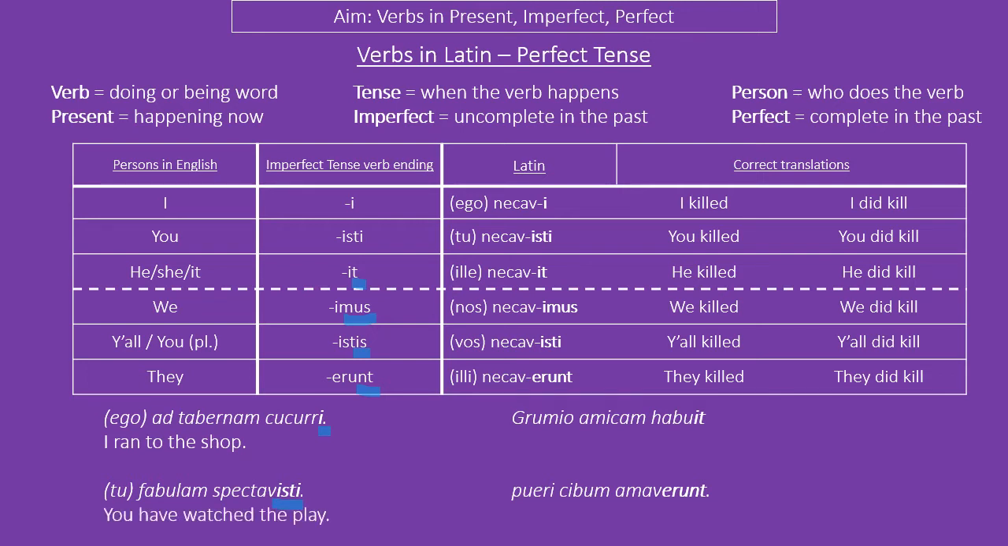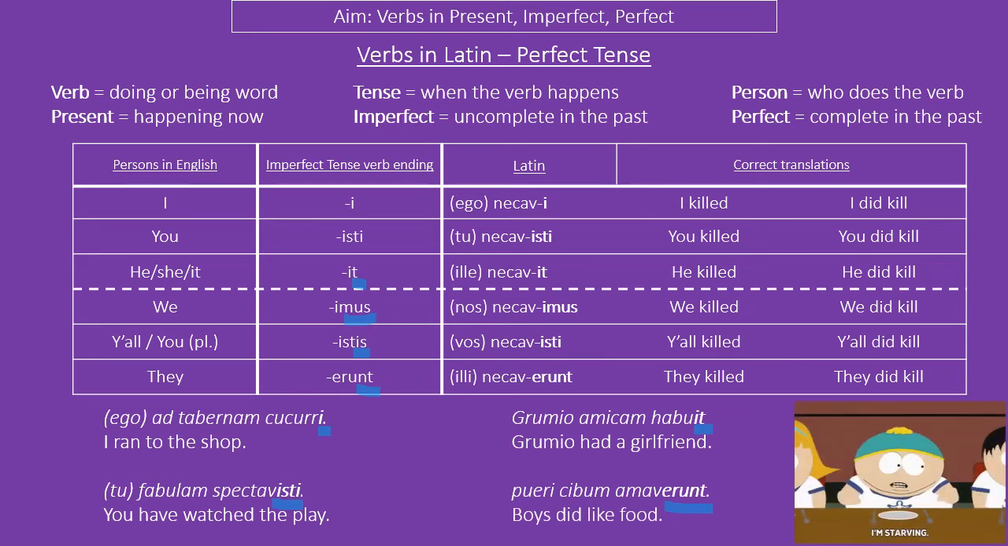You have watched the play. Grumio had a girlfriend, finished. Oh, he's very single now, very sad times for Grumio. And finally, the boys did like food, implying that they are now starving and going to die. Aww.